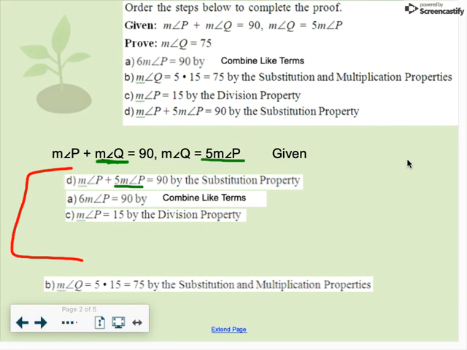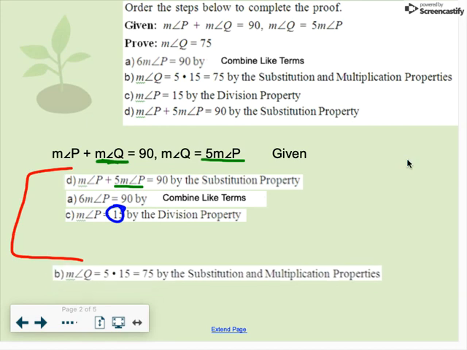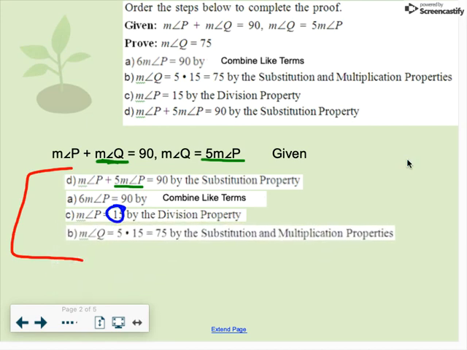Well, we have one more step, right? We're trying to prove that Q is 75. Well, we're going to plug in this 15 that we just found for the measure of angle P. We're going to substitute, plug it back into our original, multiply it by 5, and we get an answer of 75. So there are the steps for the proof right there.